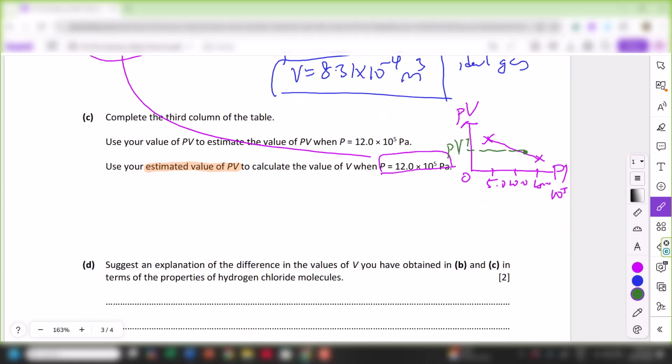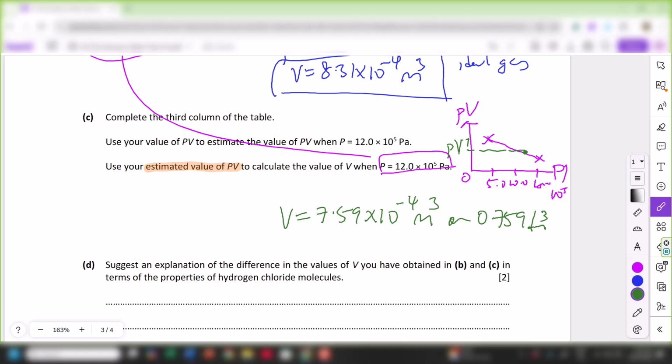If you do that, you should be able to get an estimate of the value for PV, as well as for volume. I'll leave the calculation to you. This is the thought process. You should be getting a volume of about 7.59 times 10 to the power of minus 4 cubic meter, or if you leave it in dm cube, that would be 0.759 dm cube.